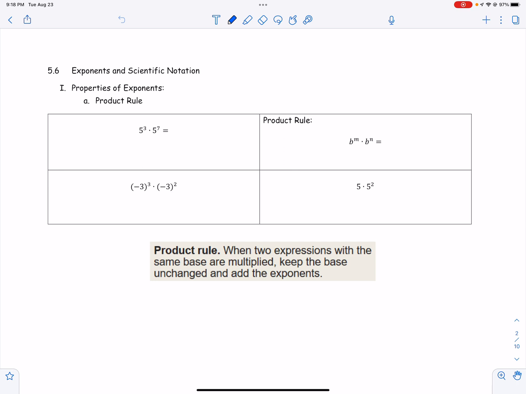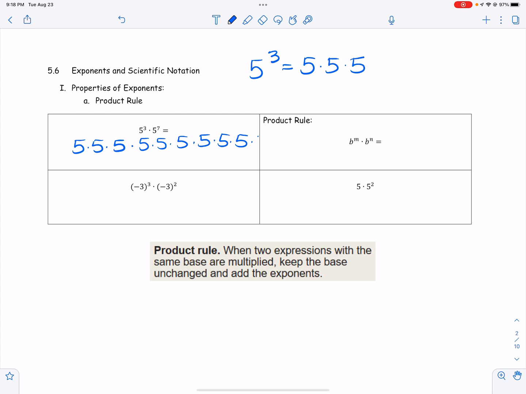So we know that, remember, 5 to the third power means 5 times 5 times 5. So if I were to write this out, I would have 3 5s represented by the first base and power, and then I would have 7 5s, 3, 4, 5, 6, 7. And so if I totaled up all of those 5s, I would now have 10, okay?